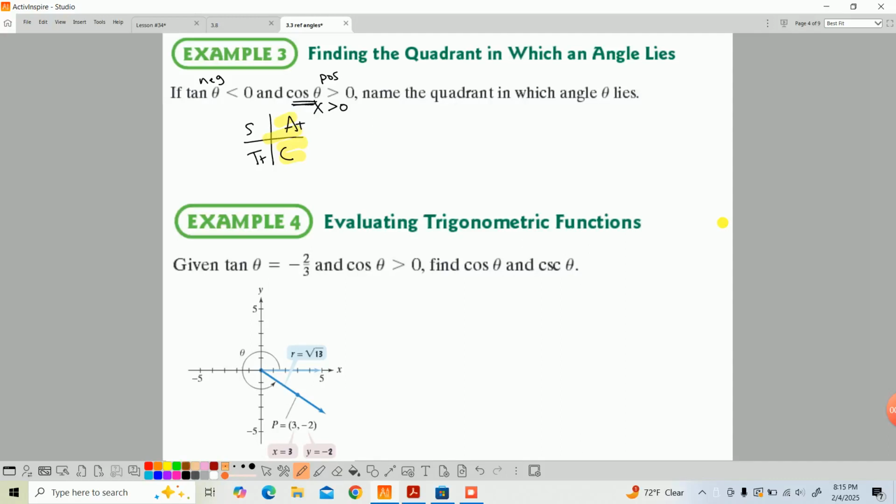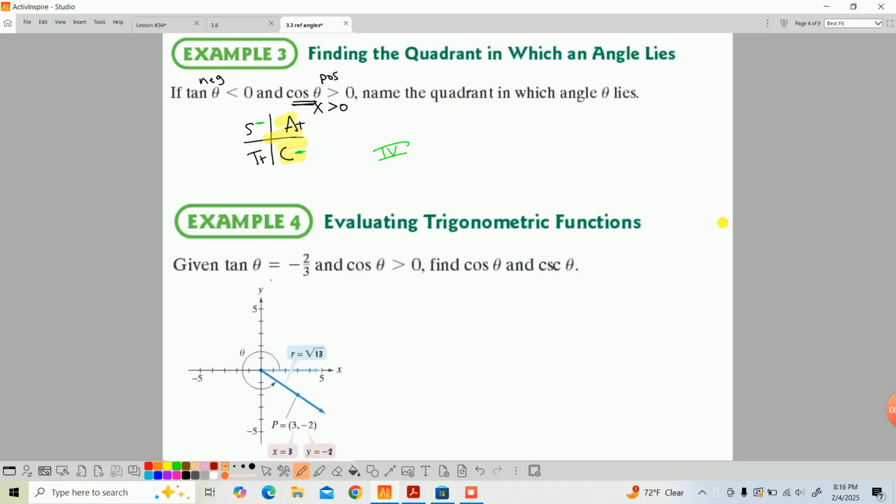Where is it negative? Well, it's negative in this quadrant here, and it's negative in this quadrant here, all right? And again, we want both of the conditions to be met. And if both conditions are to be met, here we have cosine that's positive, and we have tangent that's negative. And so we're actually going to go with quadrant 4, all righty?